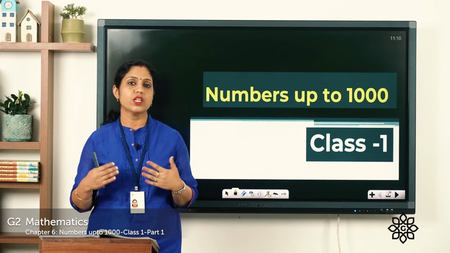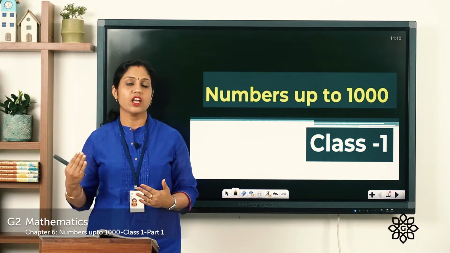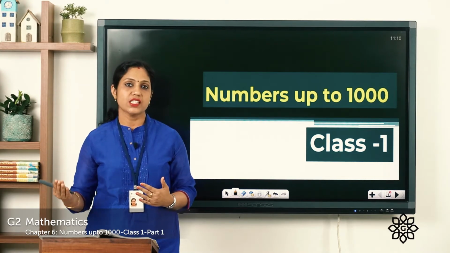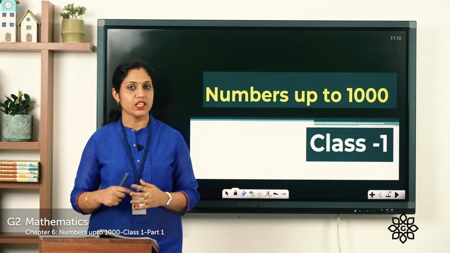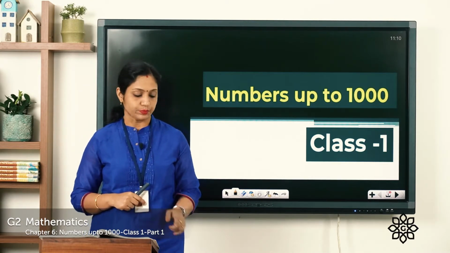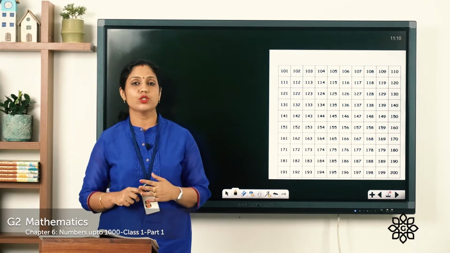And after 10, what is the next 10? It is 20. Then 30, 40, 50, 60, 70, 80, 90. So we have all learned this in our previous classes. So now let's check the numbers from 100 to 200.